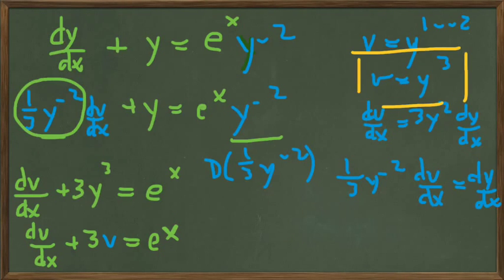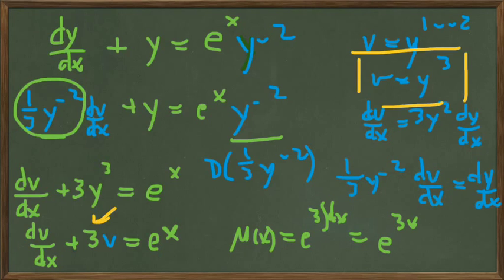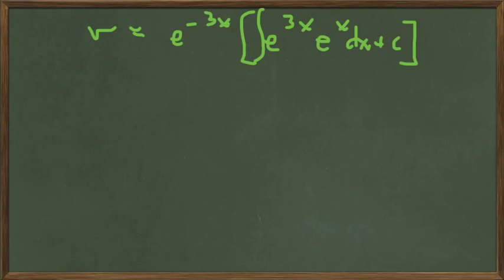linear in v and x with an integrating factor mu of x equal e to the integral of 3 dx, because the p of x is 3, and so that gives the integrating factor of e to the 3x. The q of x is the right-hand side, e to the x. So if we put everything in place, here's the 1 over mu of x, and here's the q of x, and here's the mu of x, and then we are integrating e to the 4x.